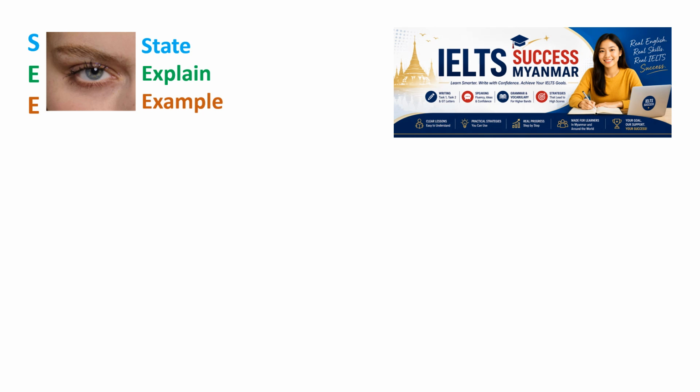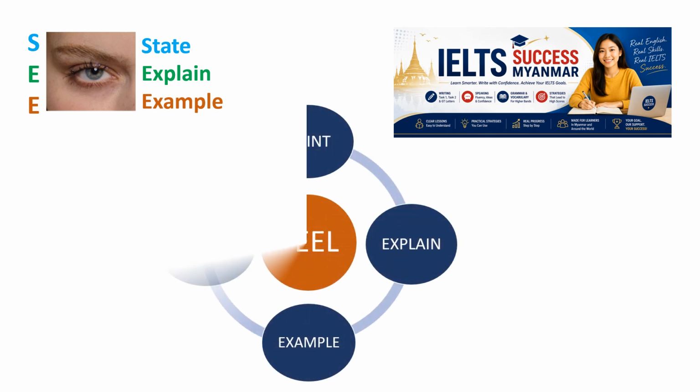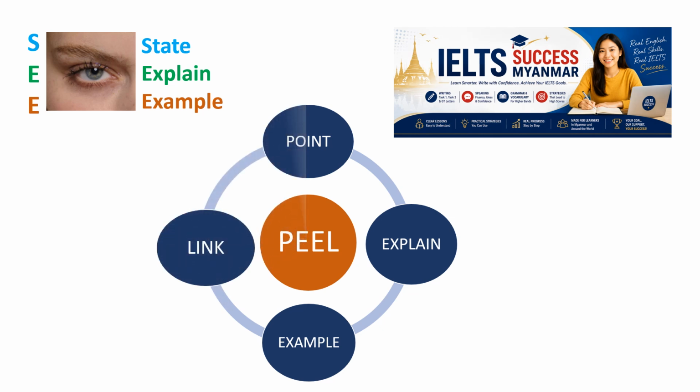This gives us the PEEL structure. The final sentence, the link, connects your supporting ideas back to your main point. It gives your paragraph a clear sense of direction and makes your argument feel complete. So let's see how PEEL works.